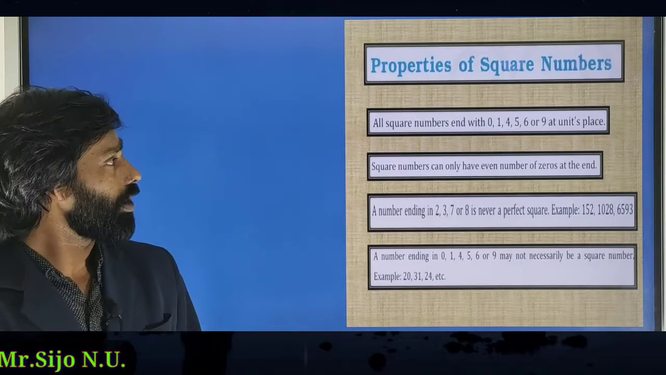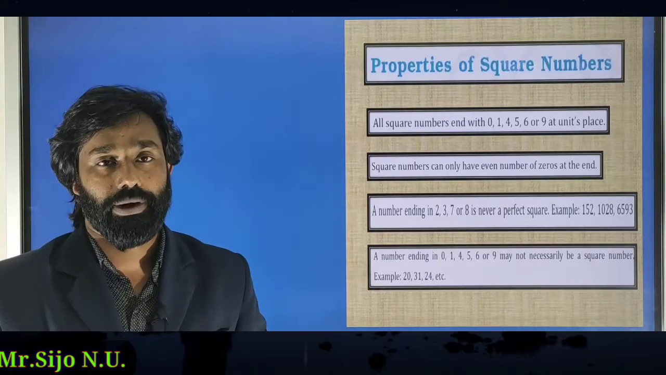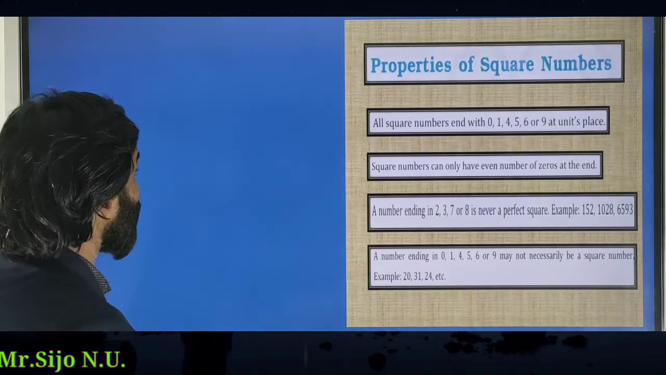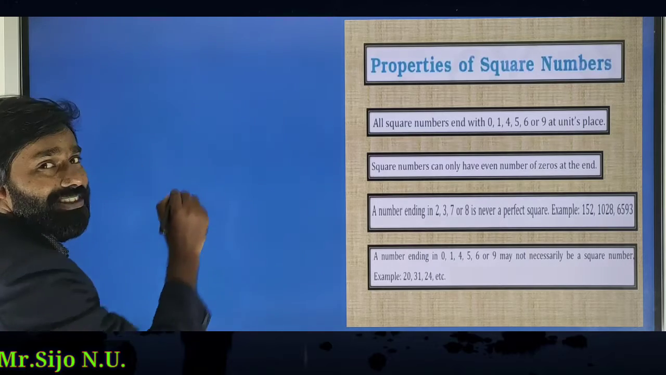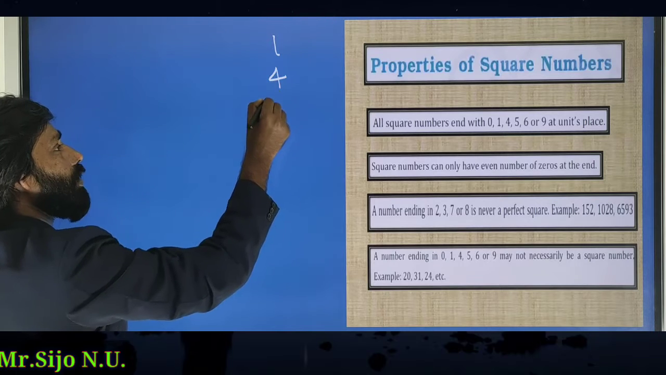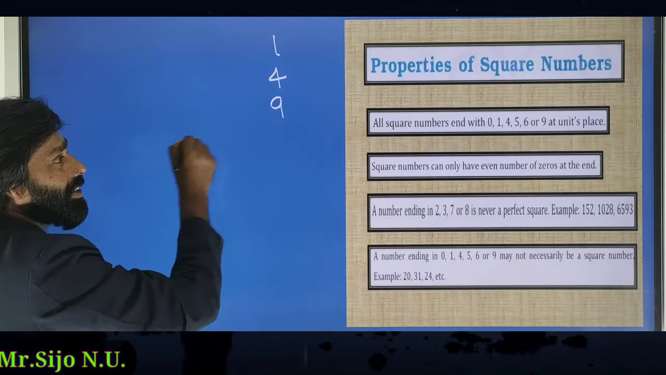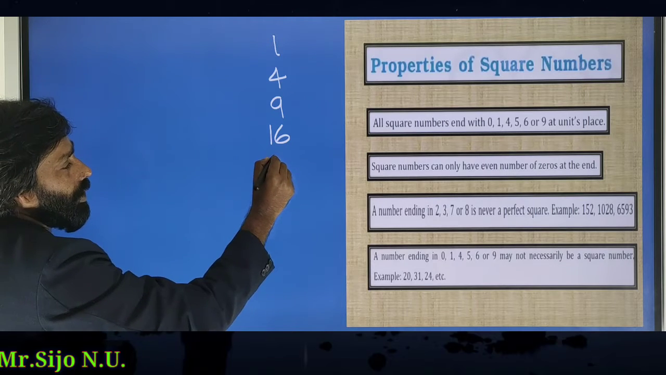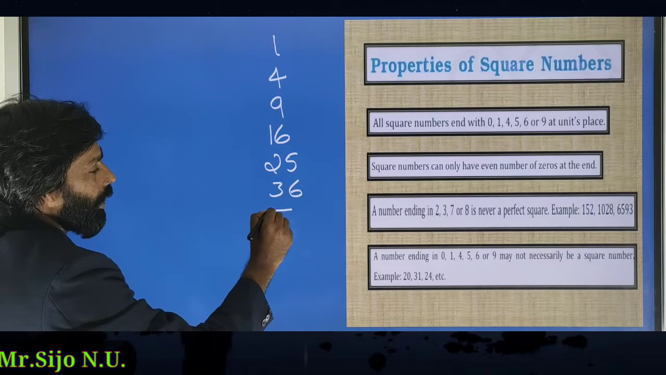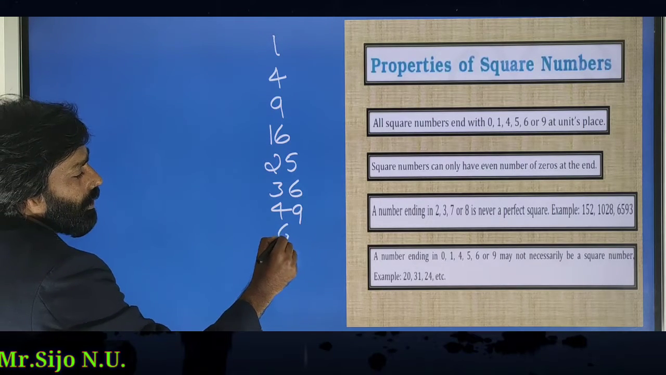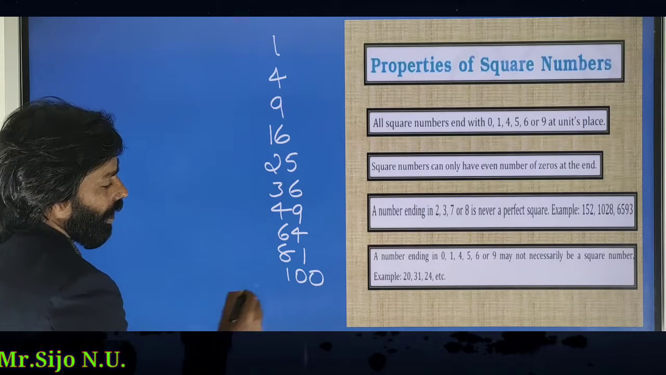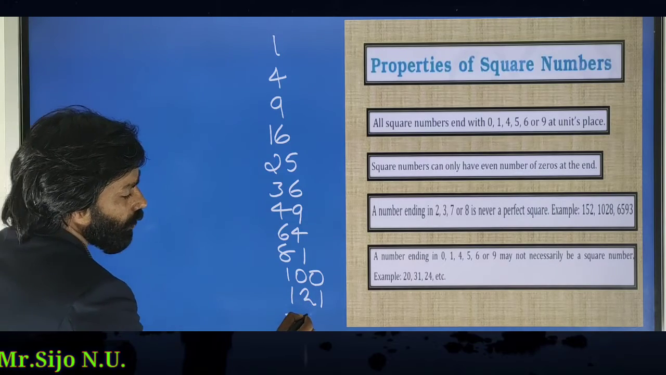Now we are going to learn some properties of square numbers. So, what are square numbers? We can list the square numbers as here: 1, then 2 square 4, 3 square 9, 4 square 16, 5 square 25, 6 square 36, 7 square 49, 8 square 64, 9 square 81, 10 square 100, 11 square 121, and so on.